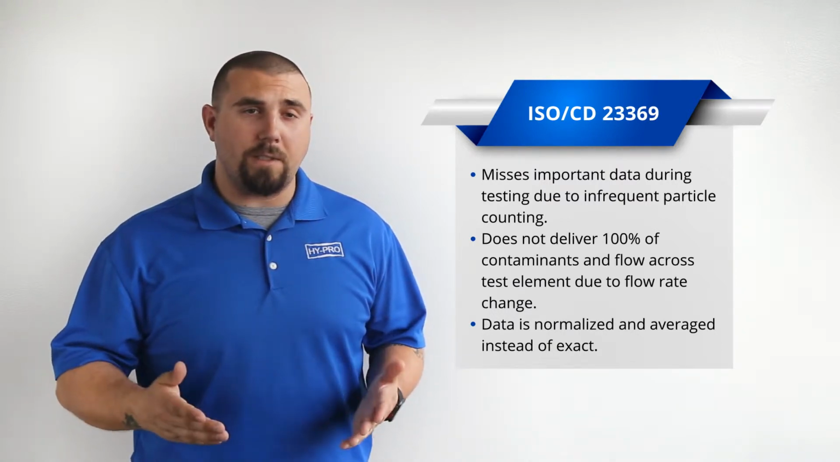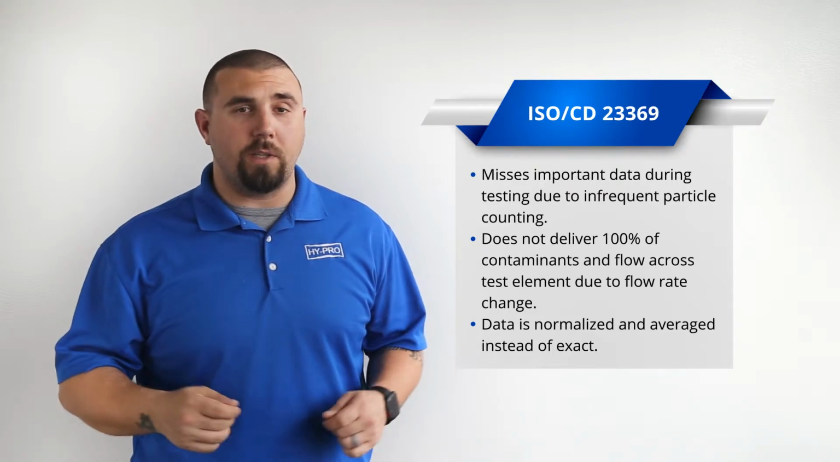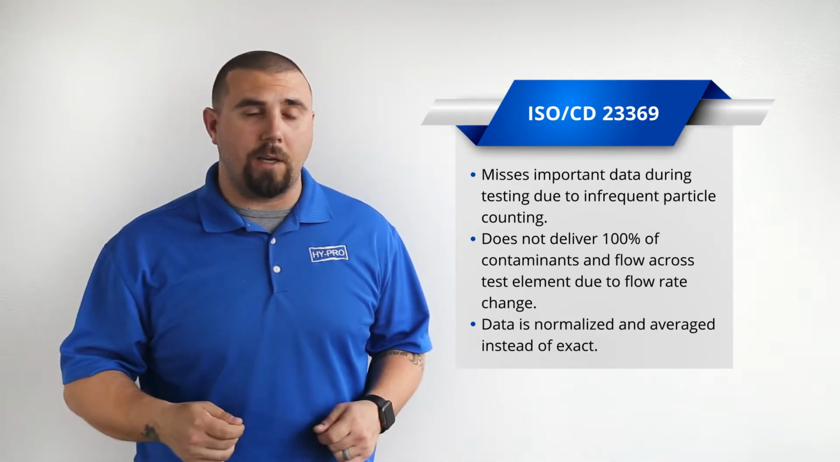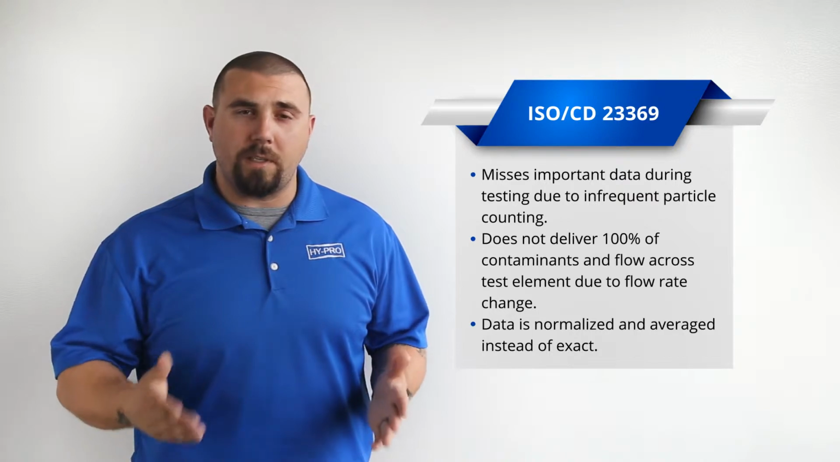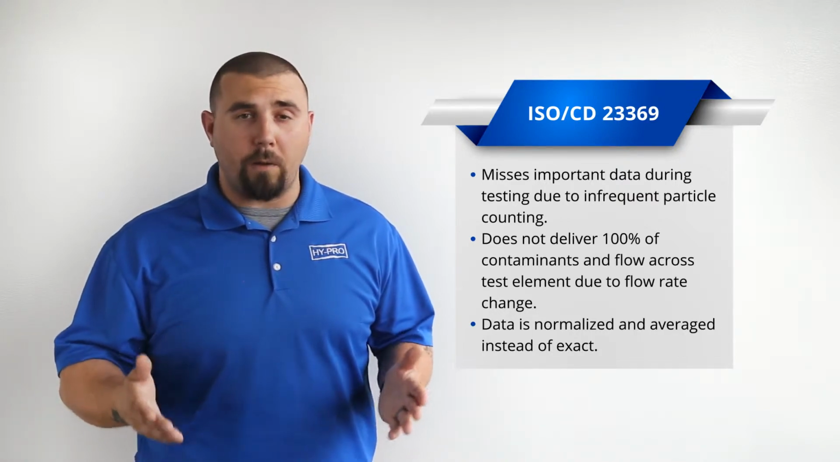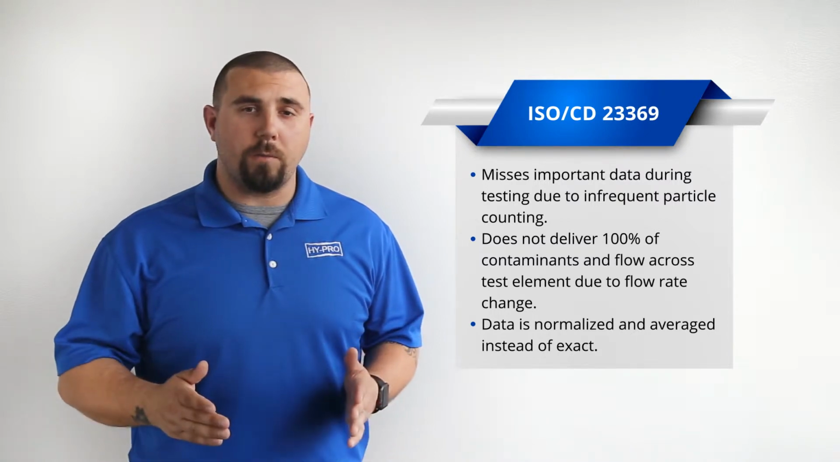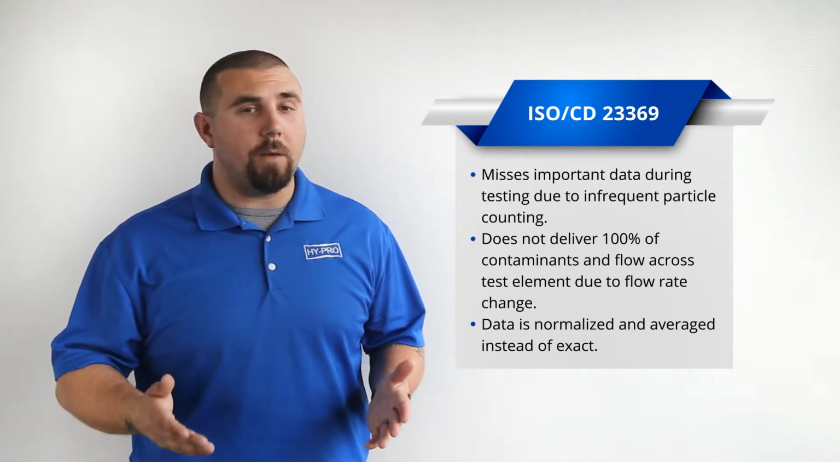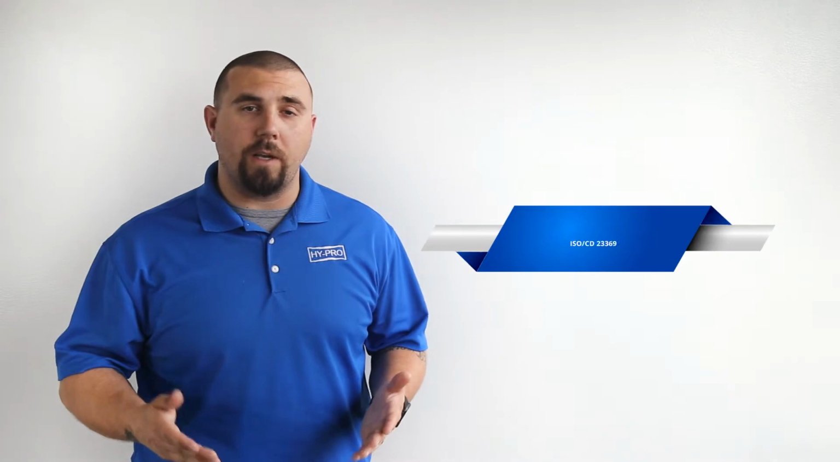The flow rate for this test is changed by the opening and closing of a ball valve attached to a bypass line. When the flow rate drops to the test element, so does the number of contaminants, because the flow is diverted around the test element. Results from this test are also a problem because the data provided is normalized and averaged, not specific, which can paint a misleading image of a filter's performance.